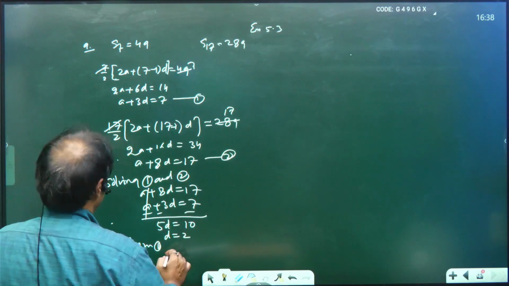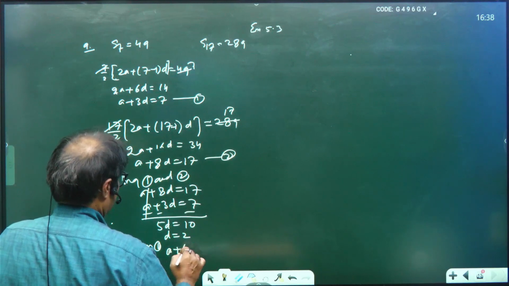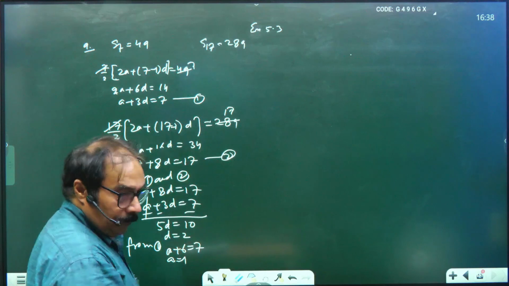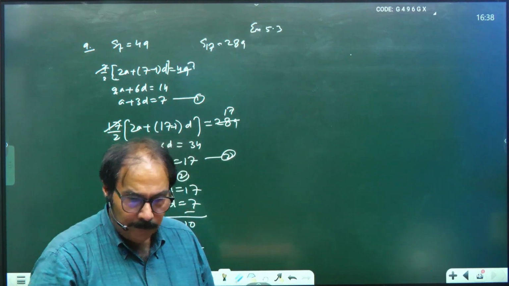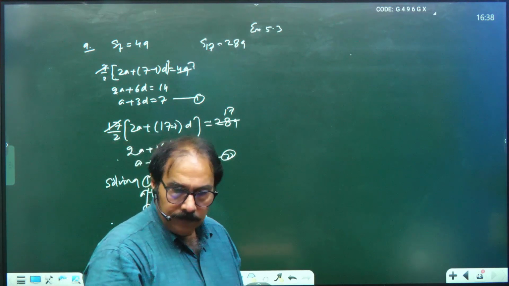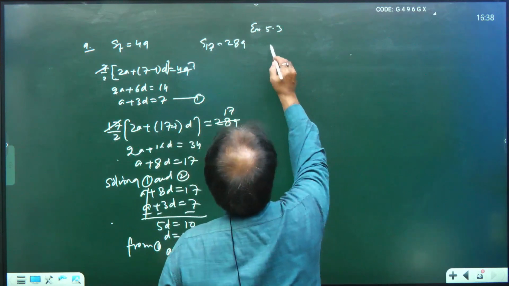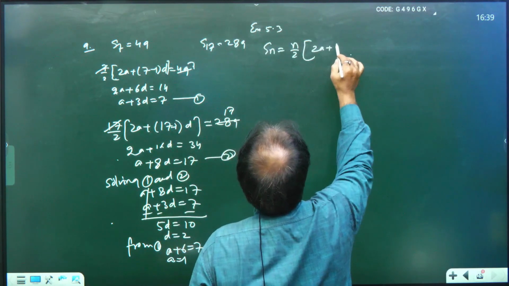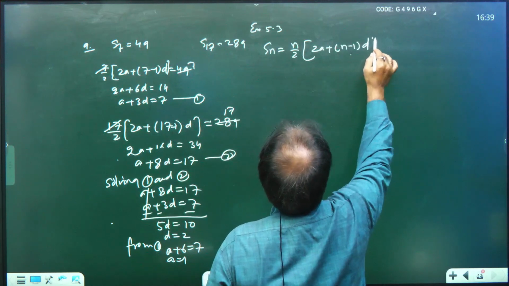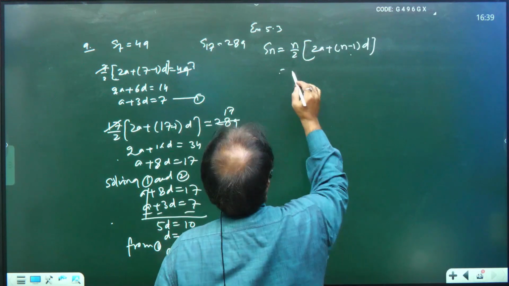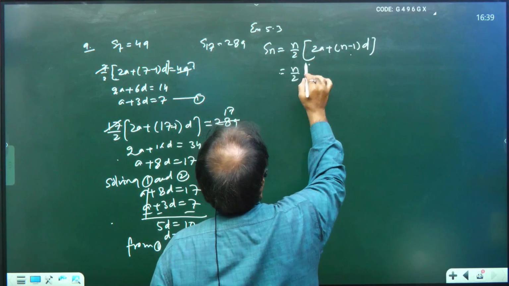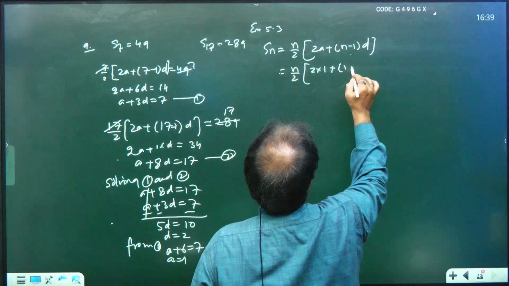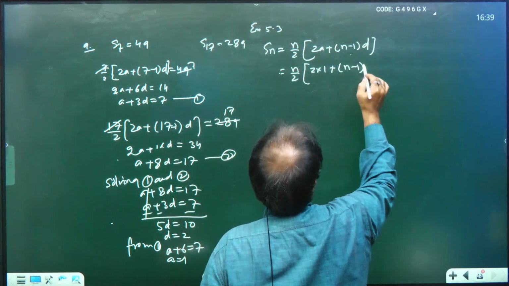So from the first, a plus 3 times 2 is equal to 7. So a is equal to 1. We got the value of a and we got the value of d. And now the question says find the sum of the first n terms. So apply the formula Sn is equal to n by 2 into 2a plus (n minus 1) into d. So n is not given, so the answer will be in terms of n. 2a, that is 2 into 1, and d is equal to 2.